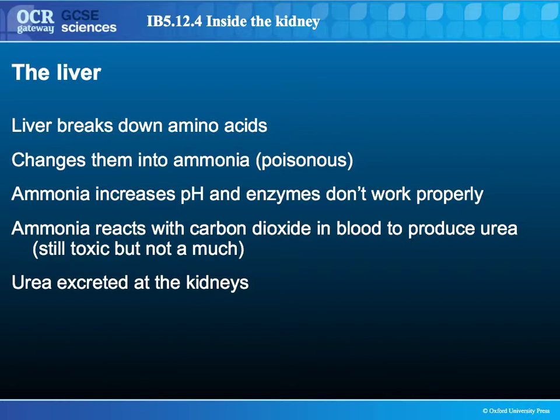To prevent this from happening, ammonia will react with carbon dioxide in the blood, and this will produce a substance called urea. Now, this is still toxic and has to be removed from the body, but it's not as toxic and poisonous as ammonia is. Your blood then takes the urea to the kidneys where it is excreted from the body.